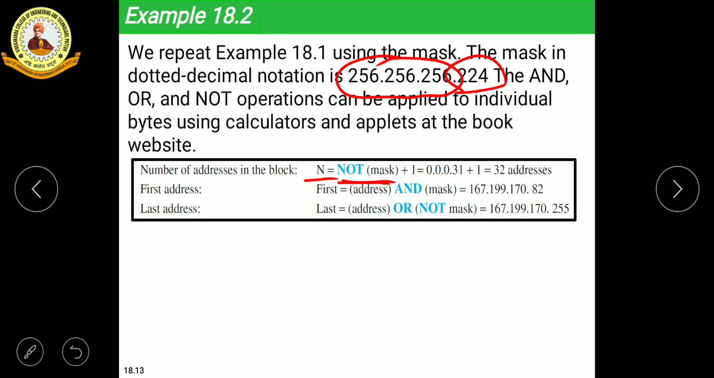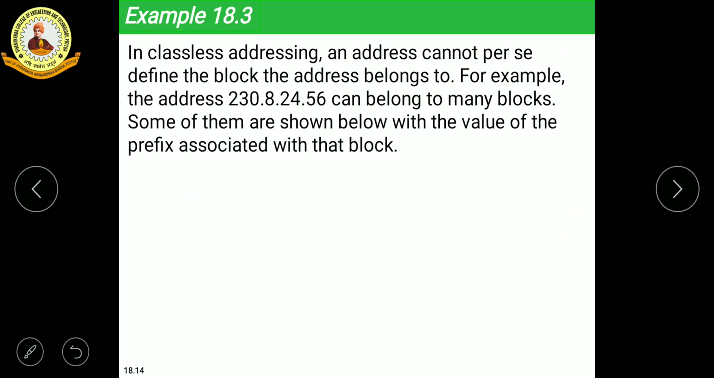For the first address you have to use the AND operation. For the last address you should use the OR operation. So you apply NOT to the mask, then you will get that there are 32 addresses. Then you perform the AND operation with the given IP address and you will get the first address. You perform the OR operation with the given IP address, then you will get the last address. This is how we represent it using the address mask. Then one more problem we have.